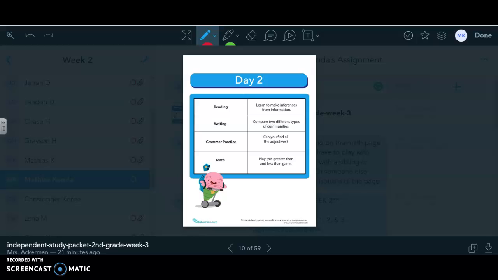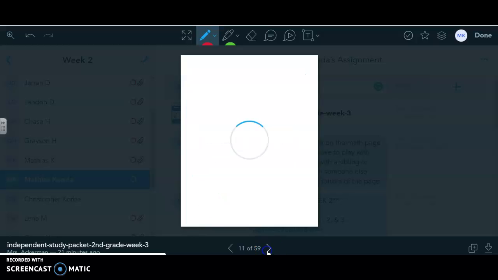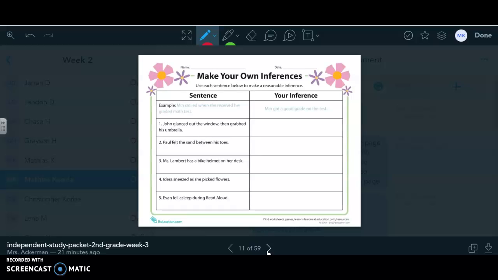All right, second grade, ready for day 2. Not for math, sorry. For reading today, you're making your own inference. Use each sentence below to make a reasonable inference. Now, they gave you an example.